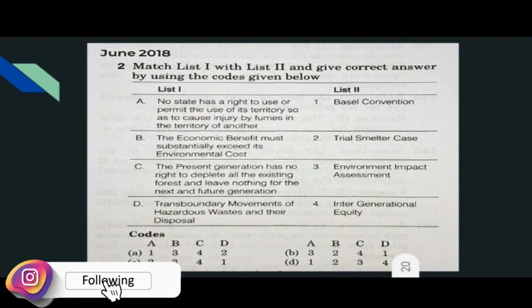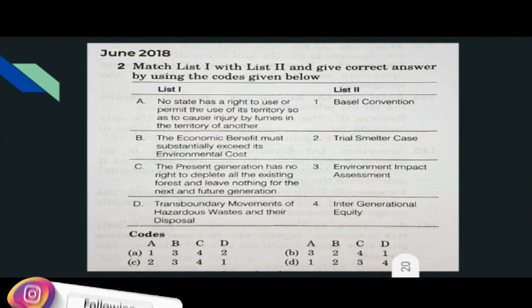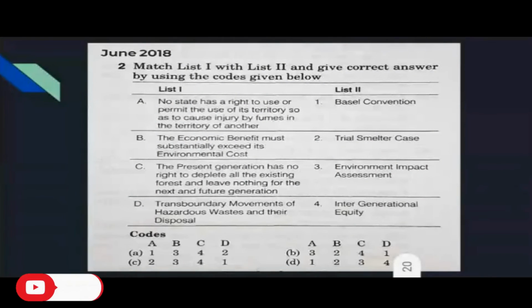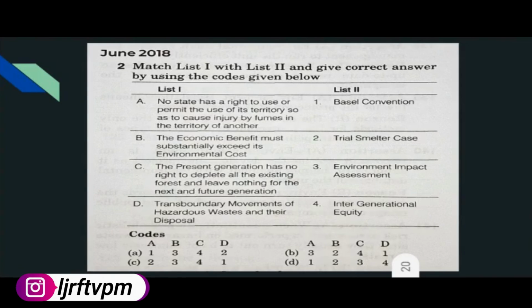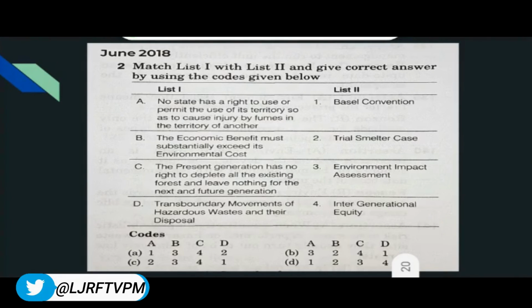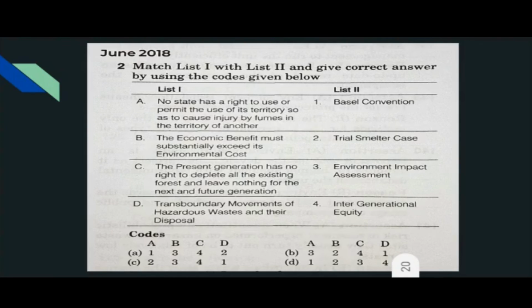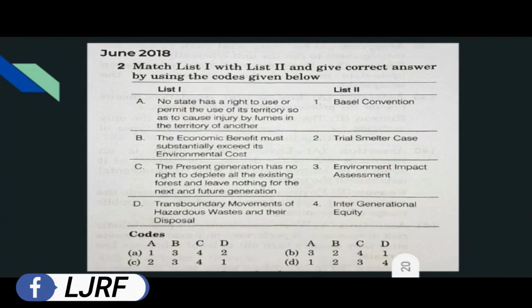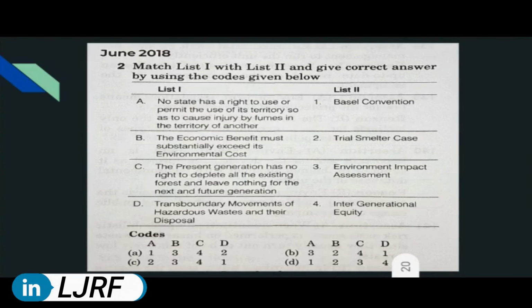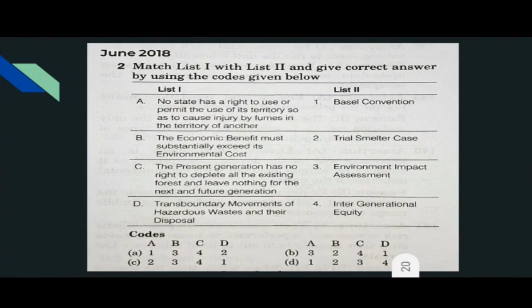In option C, A2, B3. B is economic benefit must substantially exceed its environmental cost. That option is linked with environmental impact assessment. That is B3. Then the next combination is C4. That is, the present generation has no right to deplete all the existing forest and leave nothing for the next and future generations. So that is intergenerational equity. That is C4 and D1. So the right option is option C: A2, B3, C4 and D1.